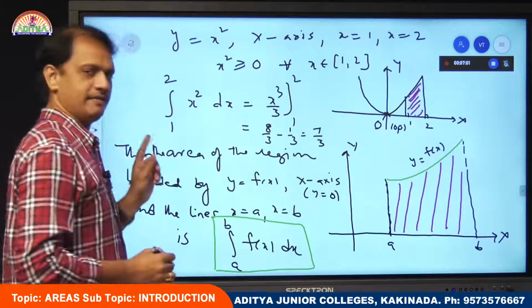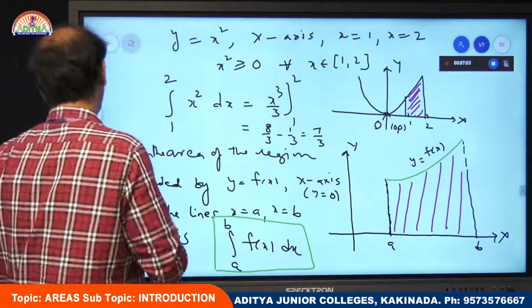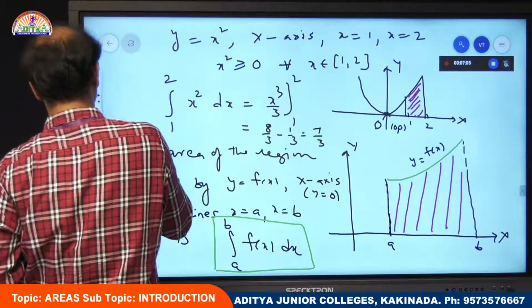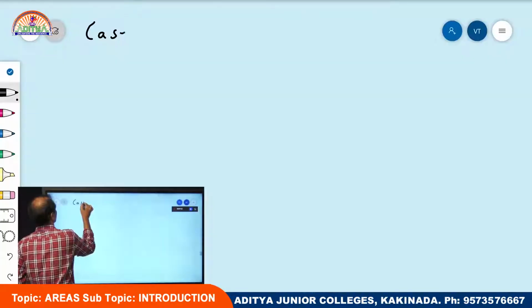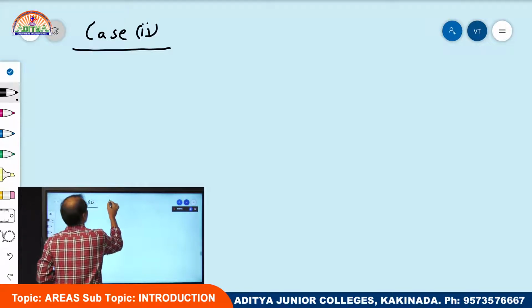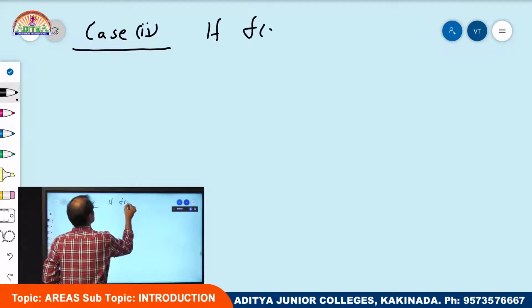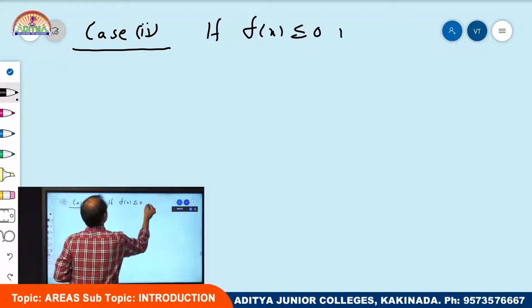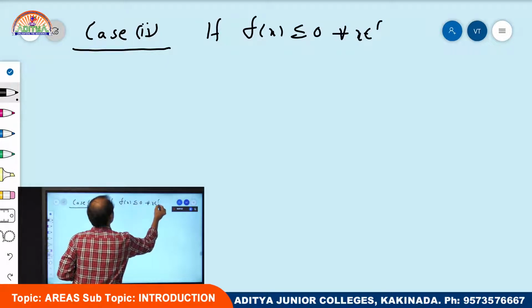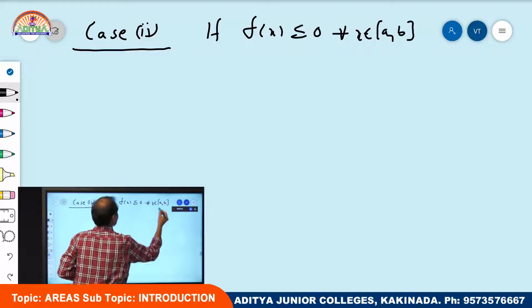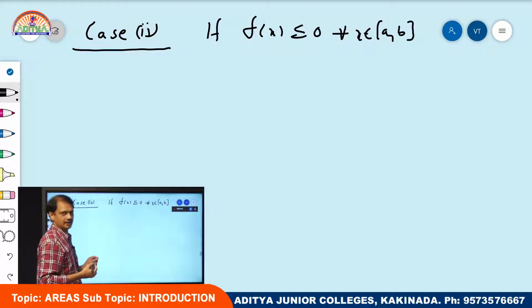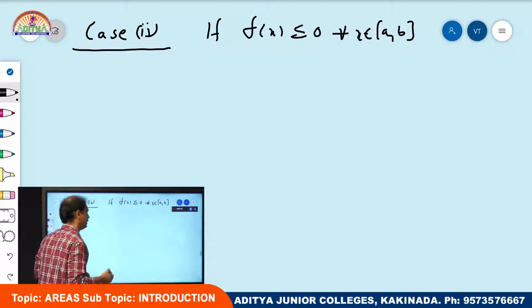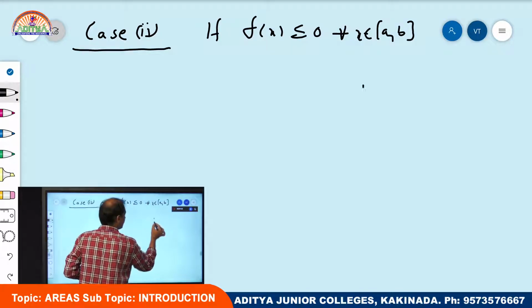Now, I am taking the previous case as case 1. Now, coming to the second case. If our f of x is less than or equal to 0 for all x belongs to closed interval a, b. That means whenever you take x values in f, then what you are going to get is a negative value or a 0. In that case, the graph will be like this.